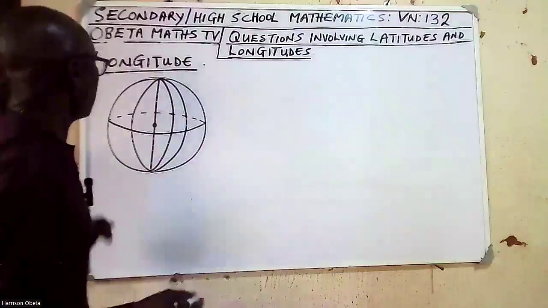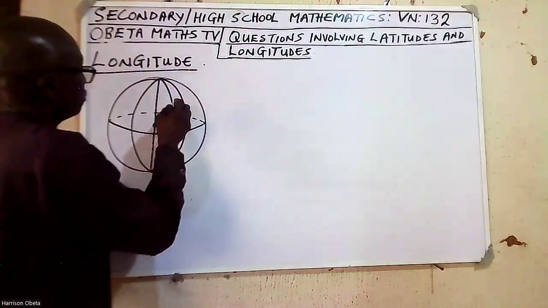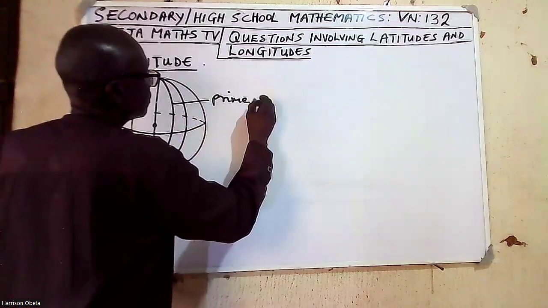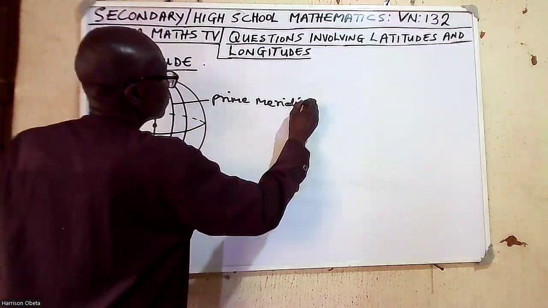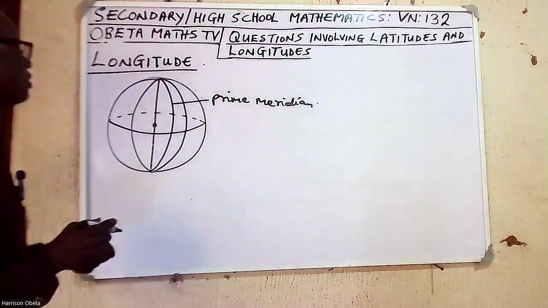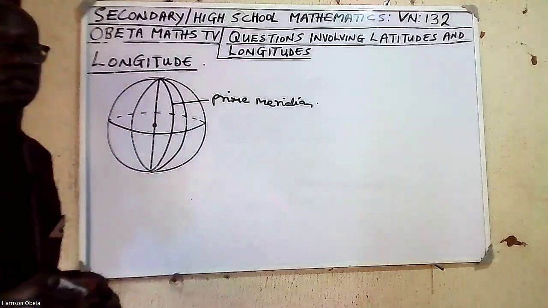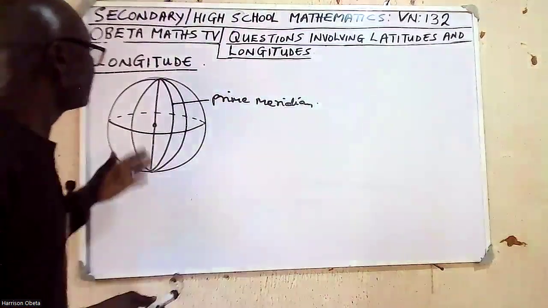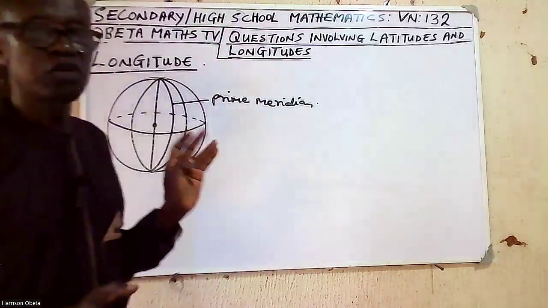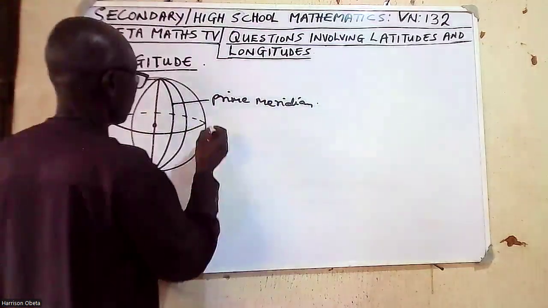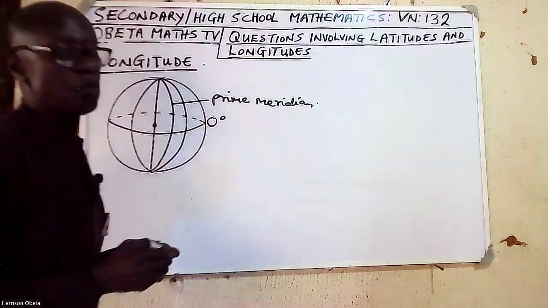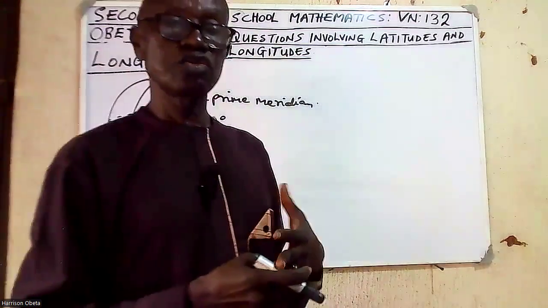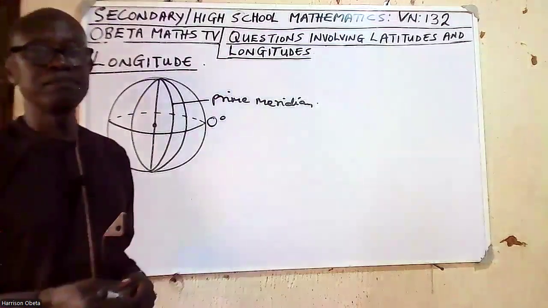And then we measure, assuming that this is our prime meridian, we measure longitudes east or west of the prime meridian. That means the prime meridian is a kind of starting point for longitude, just like when we talk of latitude, 0 degree. So we measure longitudes east or west of the prime meridian.